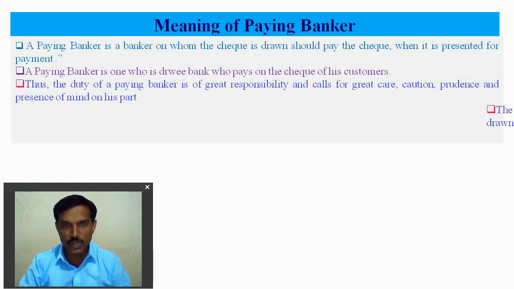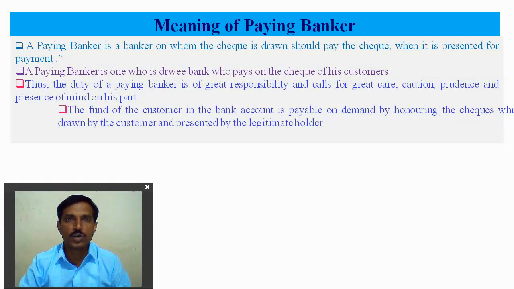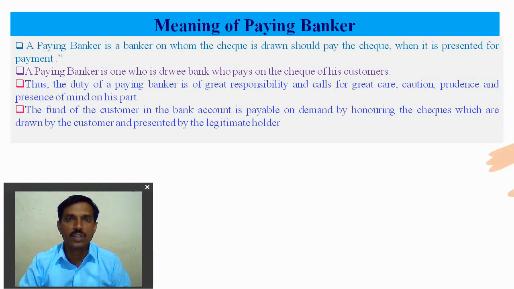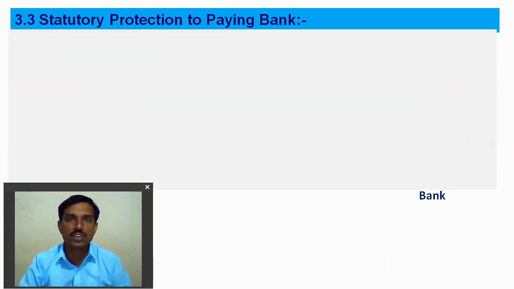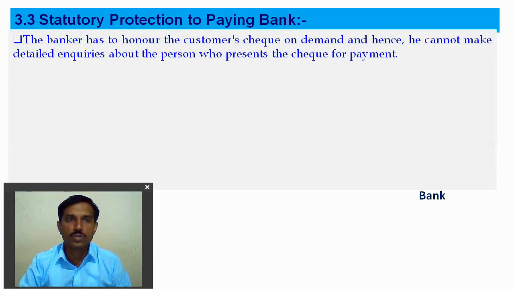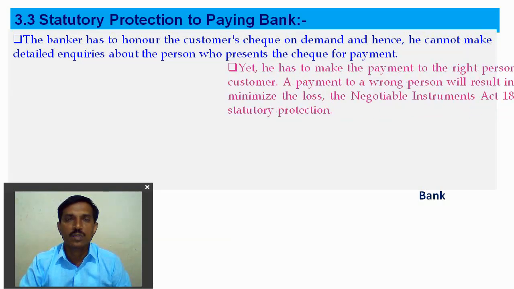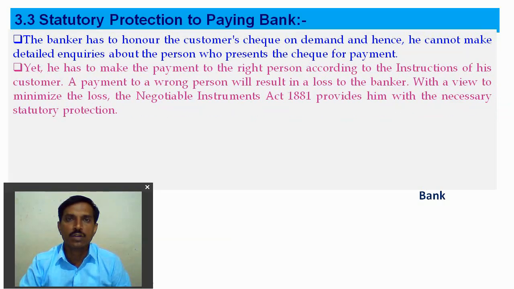So the Negotiable Instruments Act gives some protection to the paying banker whenever they pay the customer's checks, and this is discussed in this lecture. The banker has to honor the customer's check; it is their duty and obligation. Hence the banker cannot make a detailed inquiry about the person who presents the check, but has the duty of honoring the customer's check. He has to make the payment to the right person according to the instruction of his customer. So he follows the instruction of his customer.